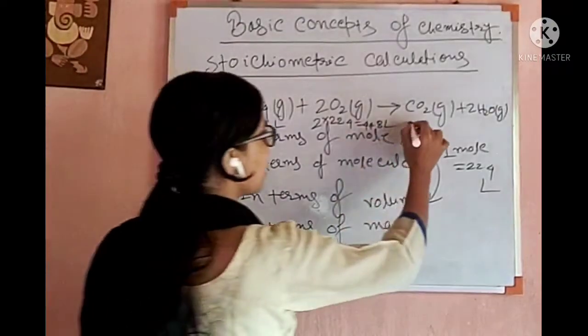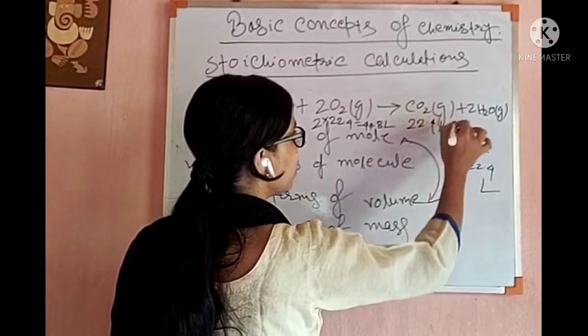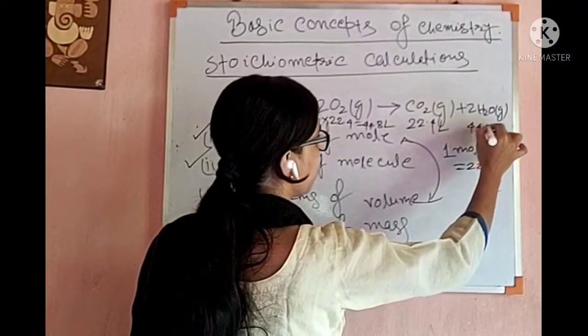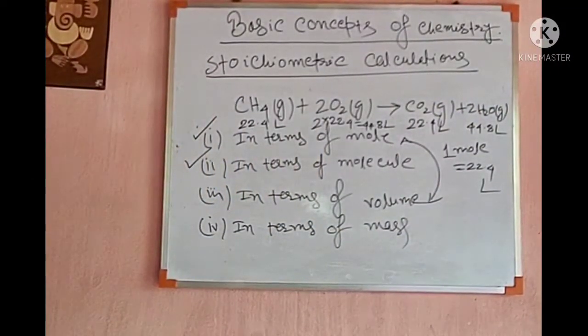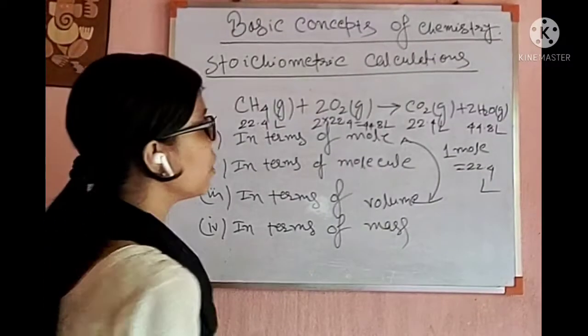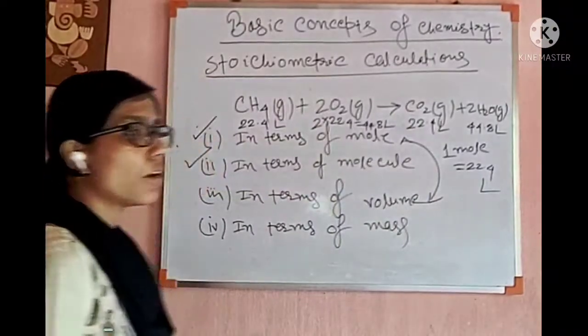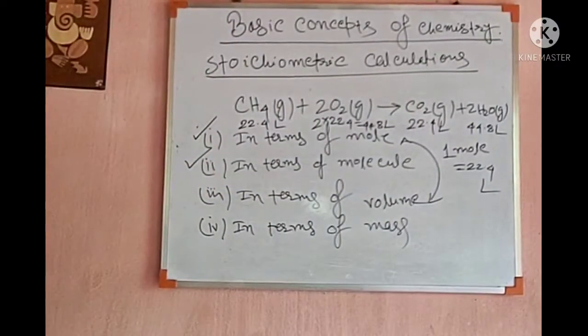This one is again 1 mole, that means 22.4 liter, and here again 44.8 liter. So 22.4 liter of methane reacts with 44.8 liter of oxygen giving 22.4 liter of carbon dioxide. So just correlate between number of moles and the volume, that is 1 mole equal to 22.4 liter.